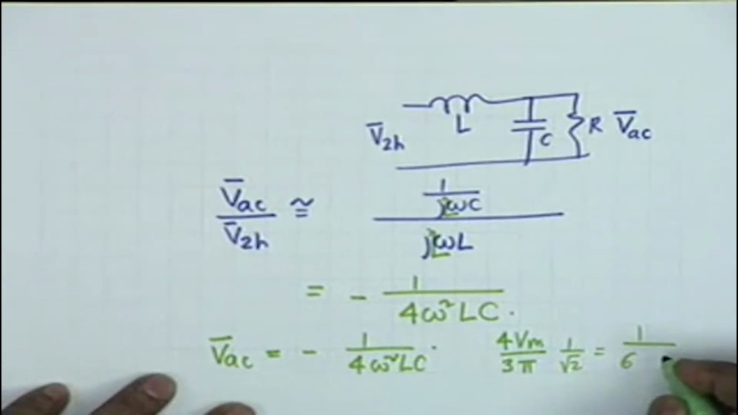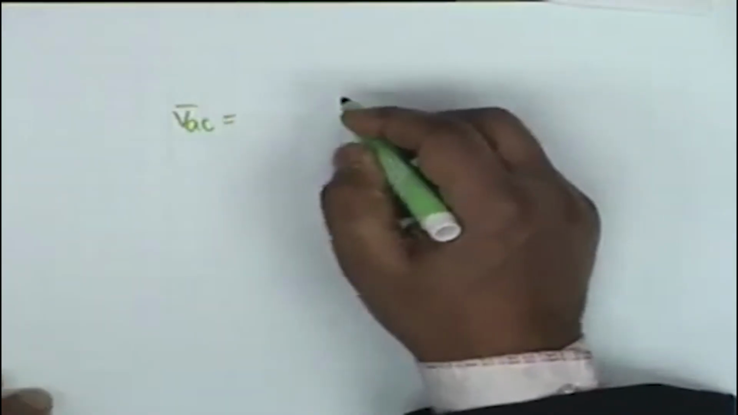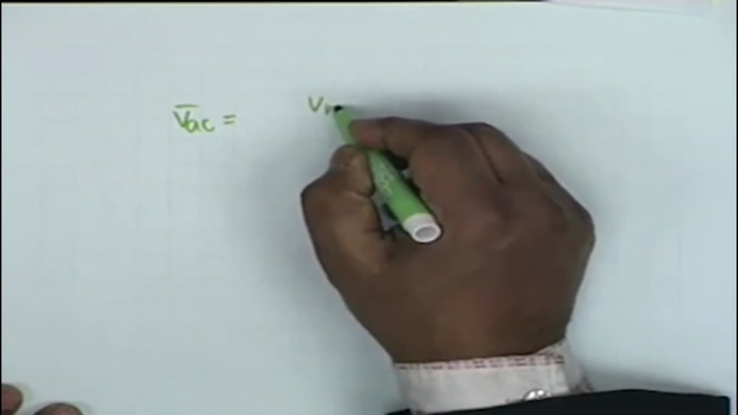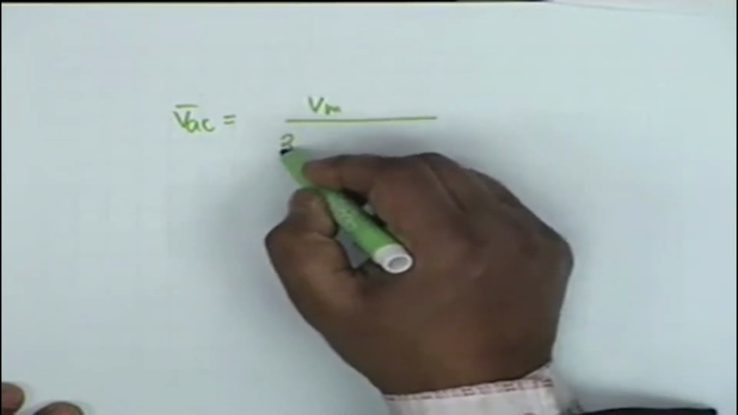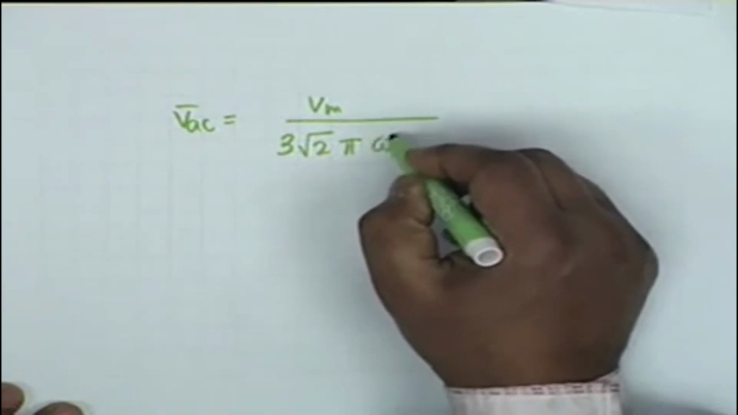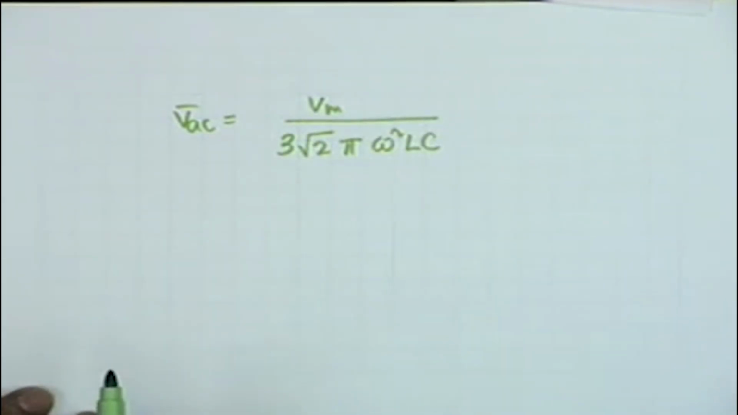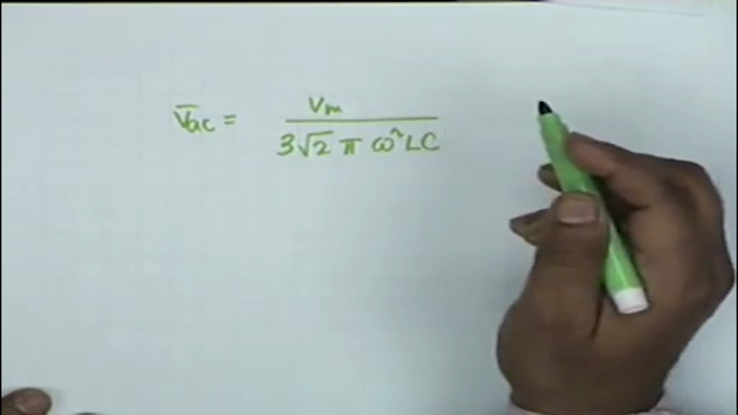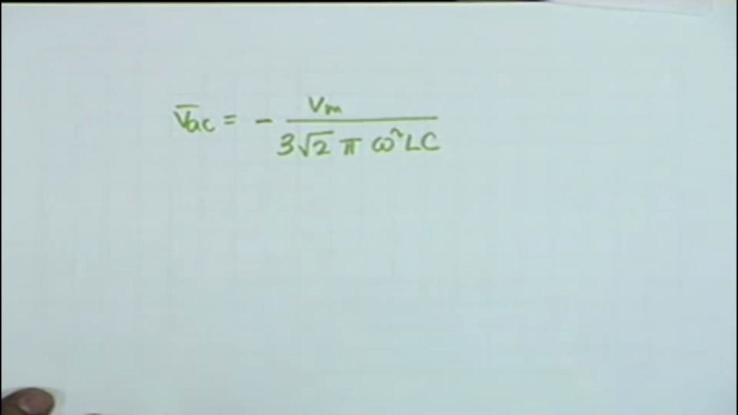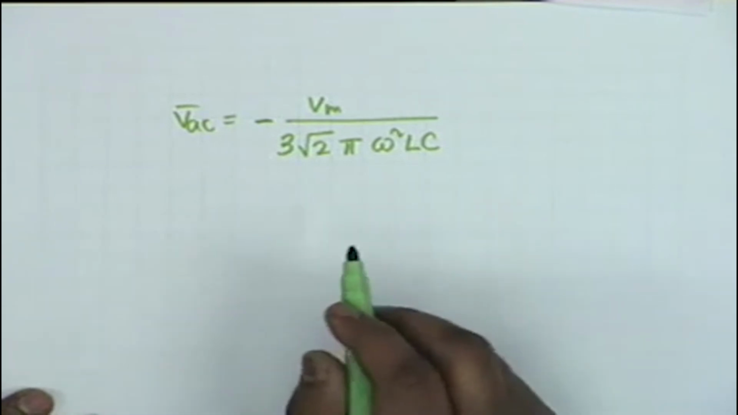No, I'm sorry, VAC is equal to Vm divided by 3 root 2 pi omega squared LC. It's a phasor. No, I think we must use a negative sign, minus this. Pardon me? Vm is not a phasor. Vm is the maximum value. Is that okay? This is VAC.